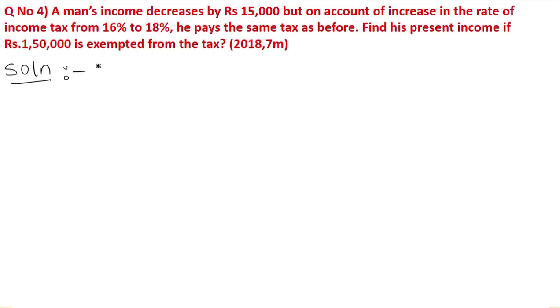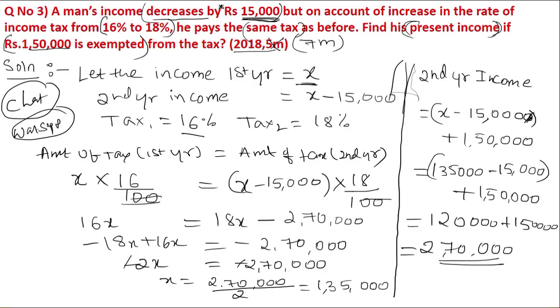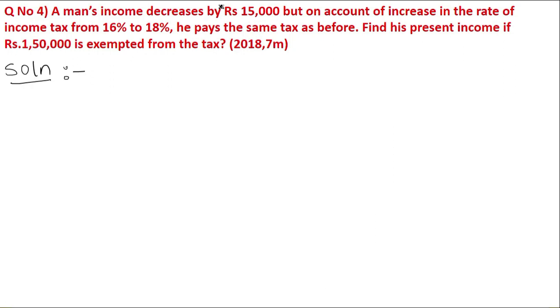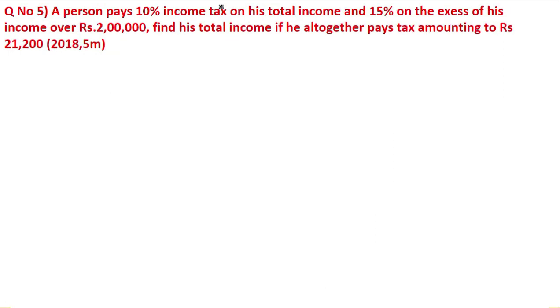Okay, so I think it is the same problem once again, a man's income decreases by 15,000. It was mistakenly typed once again. We'll go to the next problem. This problem has come in the year 2018 for 5 marks. So please read this problem once.